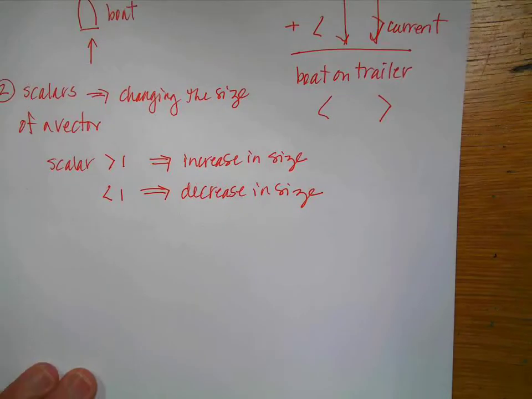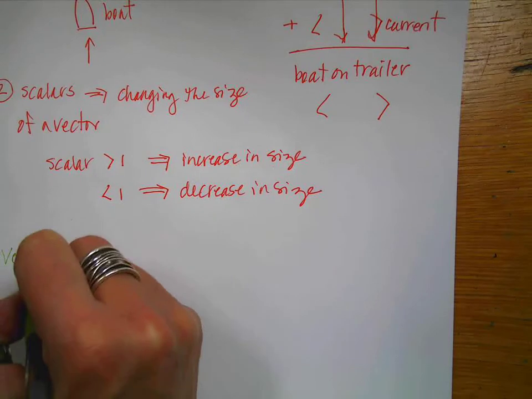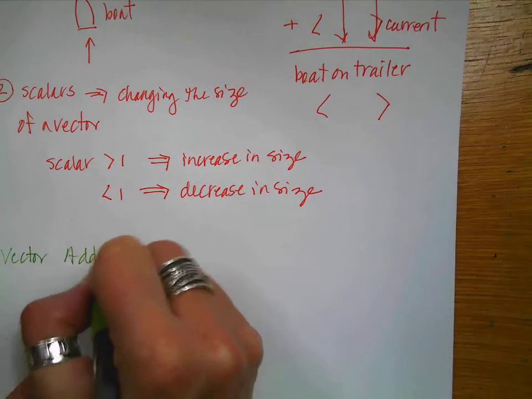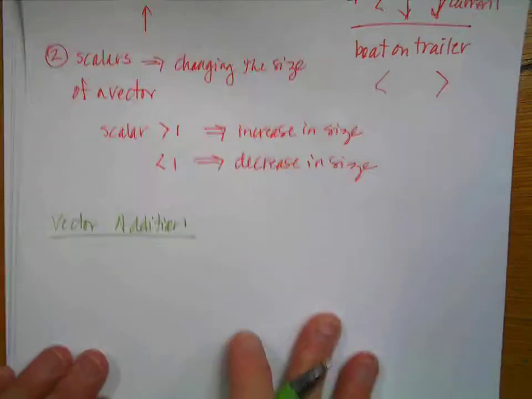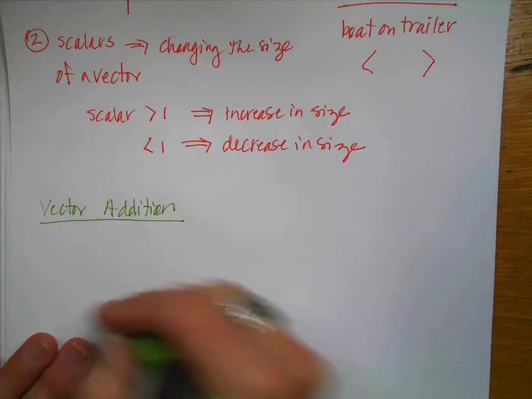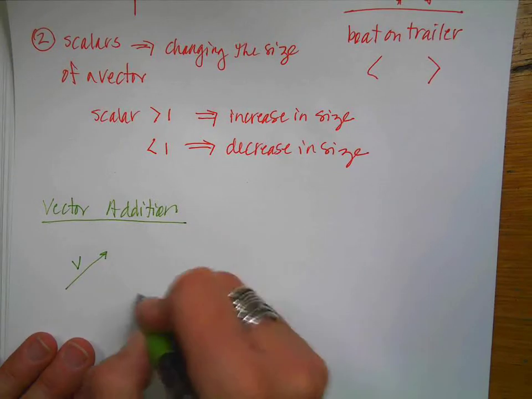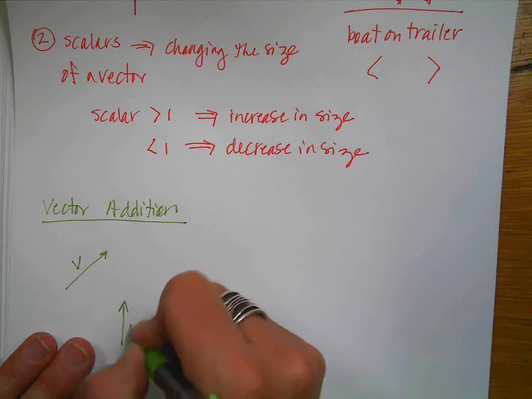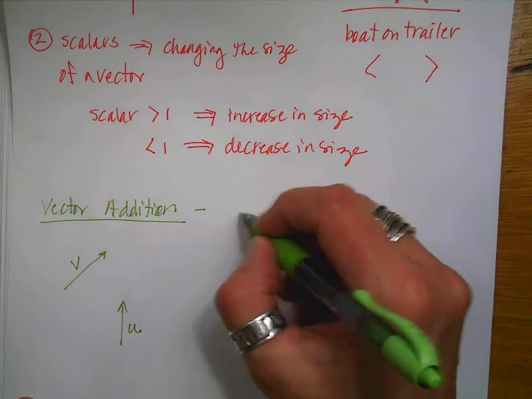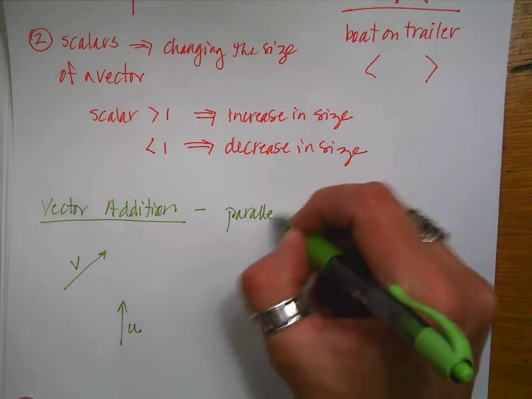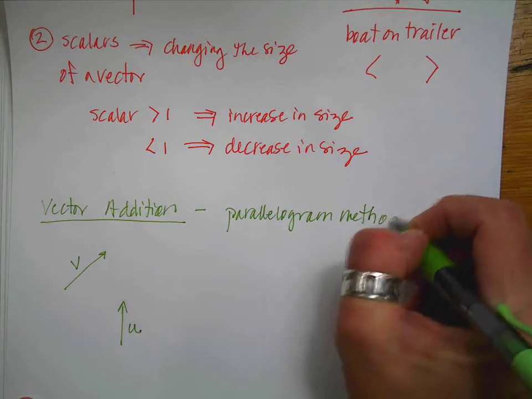All right, so now let's go back and talk about vector addition. Ooh, let me get a pen. So for vector addition, there are lots of different ways to think about adding vectors. And so let's go back and have maybe a couple of different vectors. So let's call this vector V, and maybe I'm going to call this vector U. Okay. So some books teach what's called the parallelogram method.